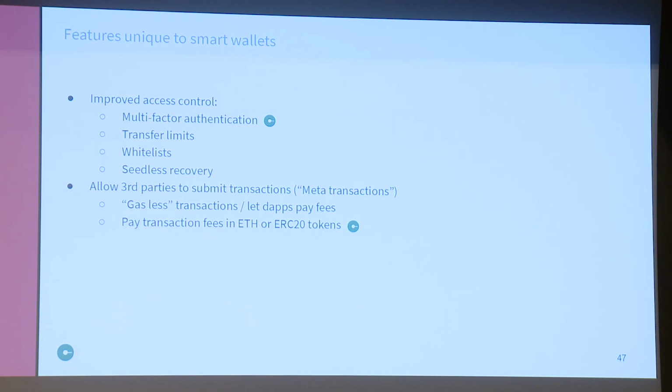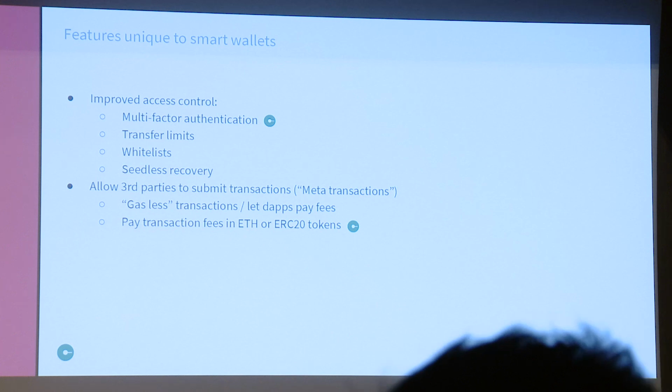The second big unique feature for smart contract wallets is meta transactions, so basically the fact that you can allow third parties to submit your transaction on your behalf. So you have signed it first, and the smart contract does basically check if you're allowed to make this transaction. And this allows us to implement these so-called gasless transactions, so basically that the wallet pays transaction fees on behalf of the user. Long-term, or more practically, we can allow dApps to pay these transaction fees.